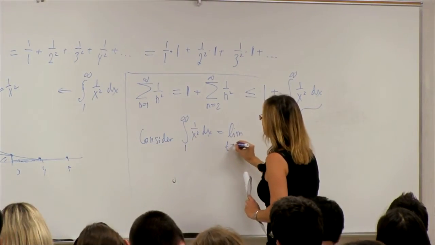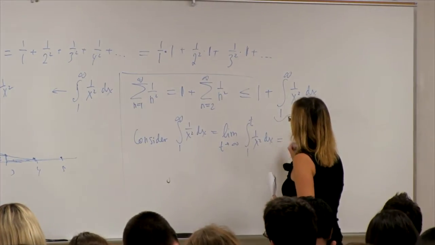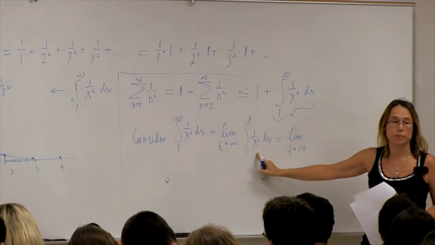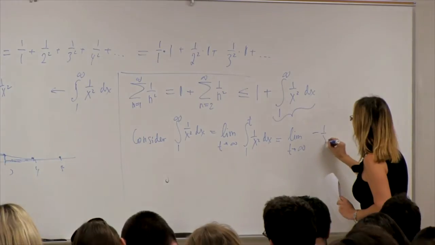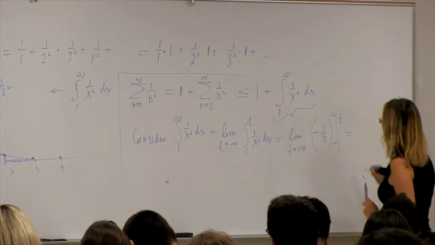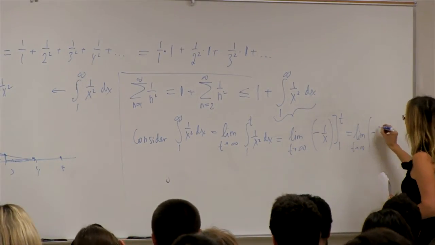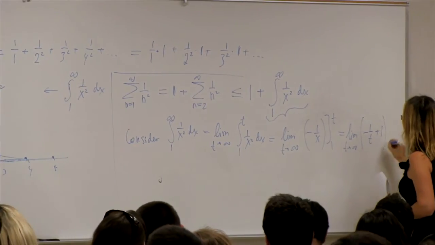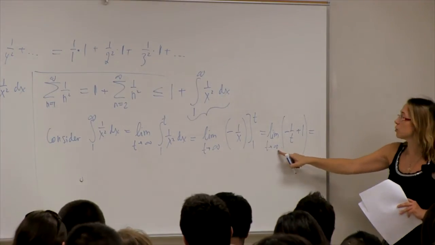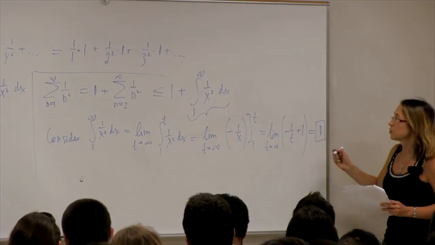So this is a limit as t goes to infinity of an integral from 1 to t, 1 over x squared dx. Now I have to take this very simple antiderivative. So it's minus 1 over x, evaluated at 1 and t. Okay? So this is the limit as t goes to infinity of what? Minus 1 over t plus 1. And this is, of course, a very simple limit. When t goes to infinity, the first term disappears, and the answer is 1. So this converges.